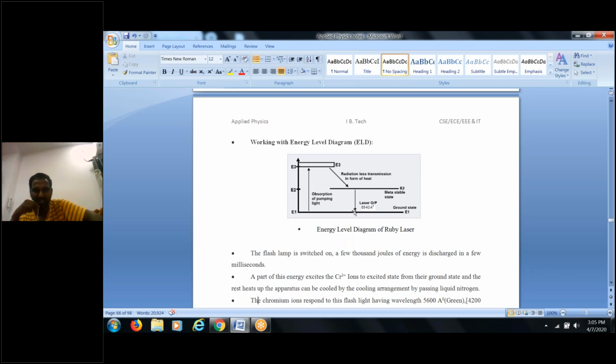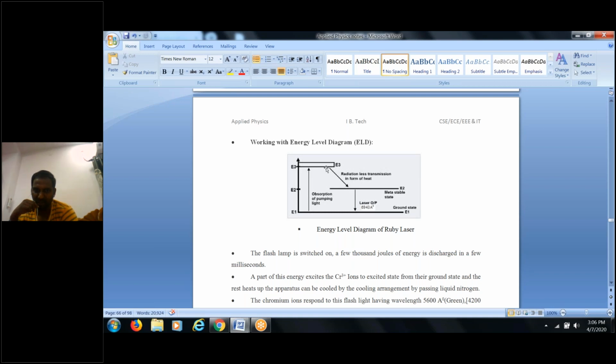until they reach the ground state. Usually, chromium ions are present at the ground state, which is represented with E1 in this diagram. Then, with the help of optical pumping, the absorption of pumping light, the chromium ions absorb light, therefore they reach the higher energy level E3. From E3 onwards, we will conduct the process of stimulated emission.